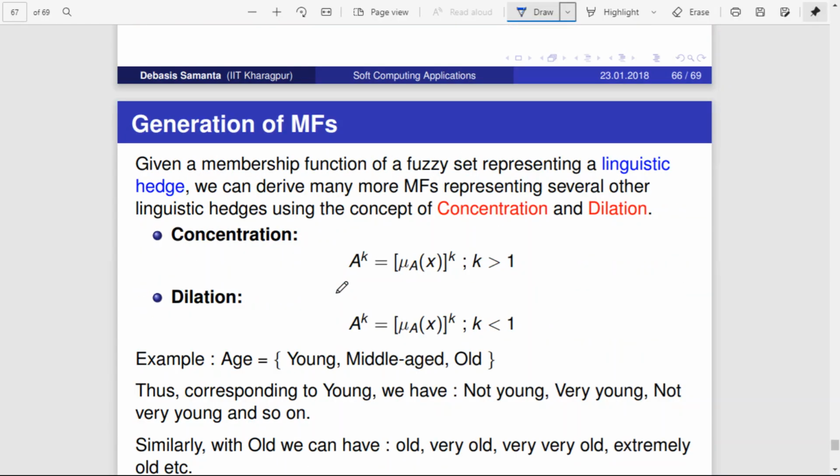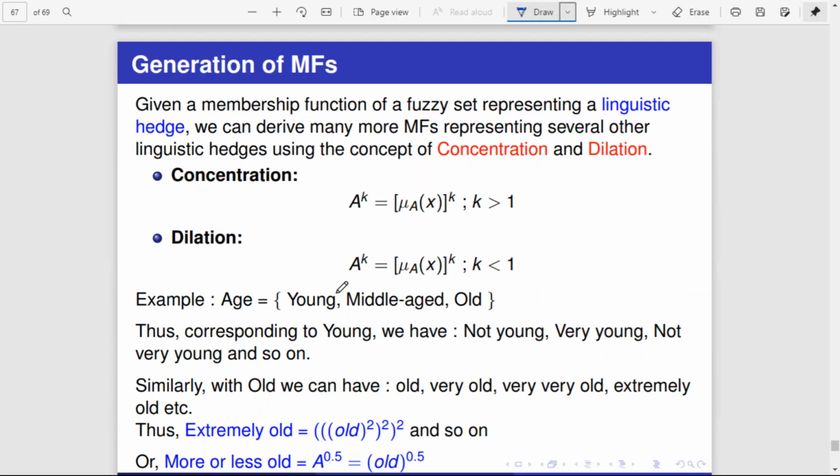Okay, so there is something called concentration and dilation. Let us try to understand what is meant by concentration and what is dilation. Concentration is given like this: you can create a new fuzzy set A to the power k, such that A to the power k is equal to the membership function of x to the power of k. So what does it mean?